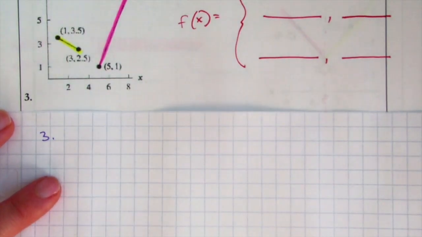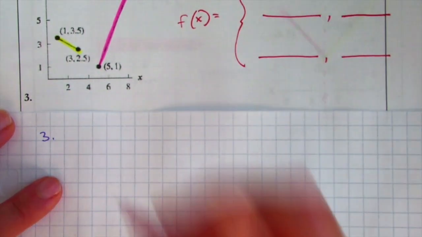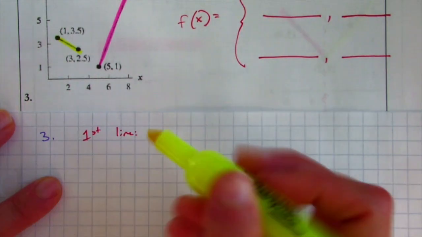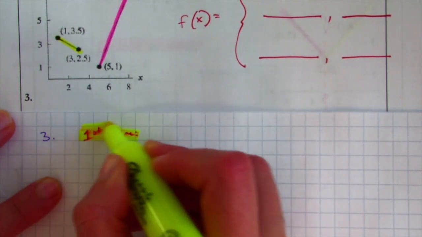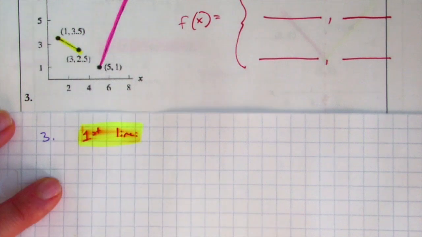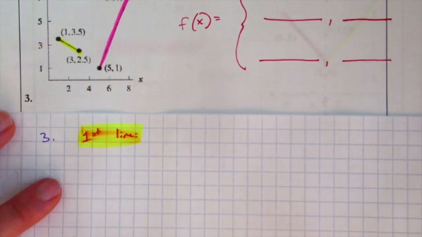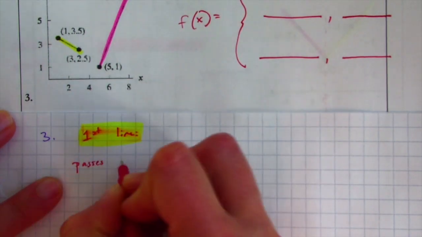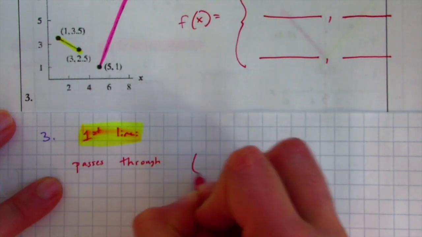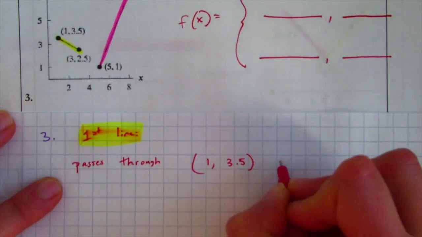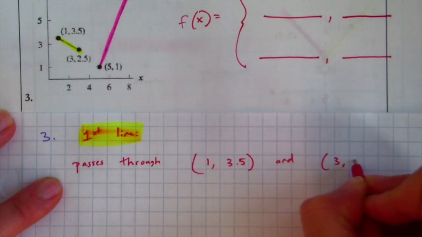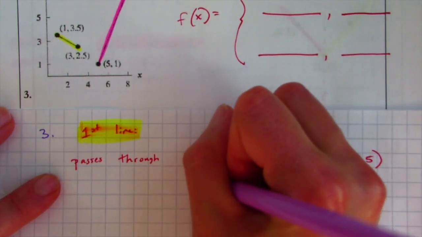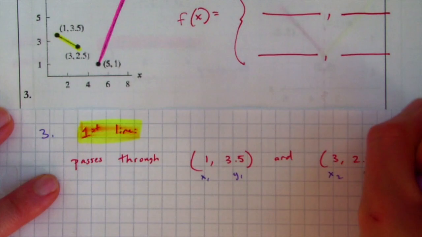Okay, so let's start to write our equation for our first line. This is a line that passes through 2 points. That's pretty much all we know. It passes through (1, 3.5) and (3, 2.5). I'm going to right away label x1, y1, x2, y2.